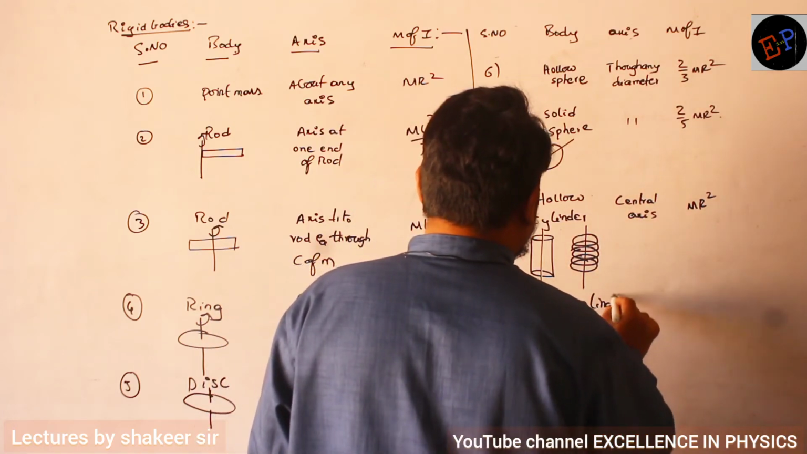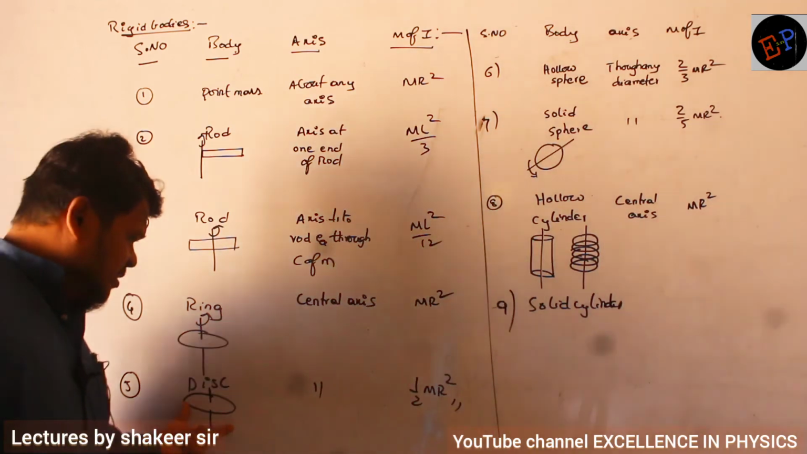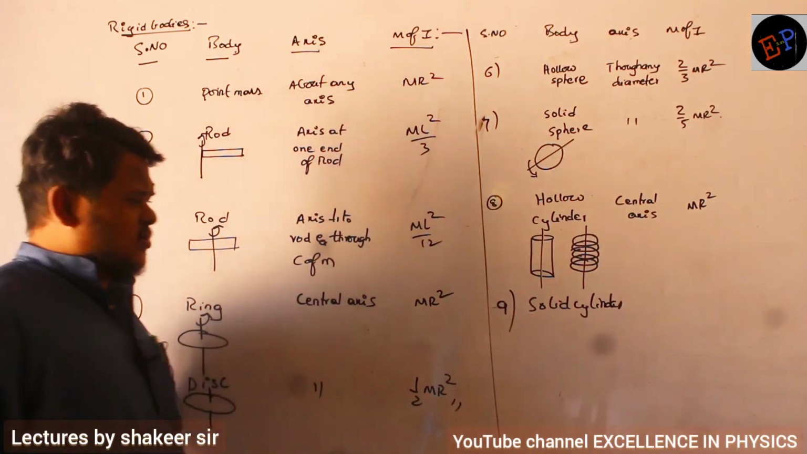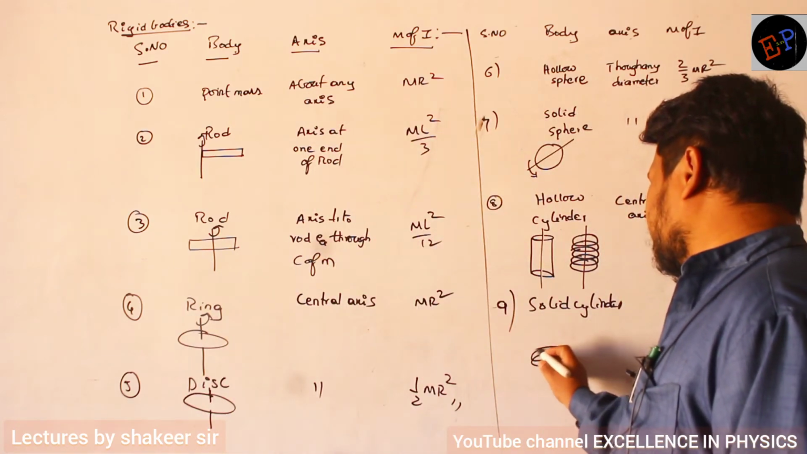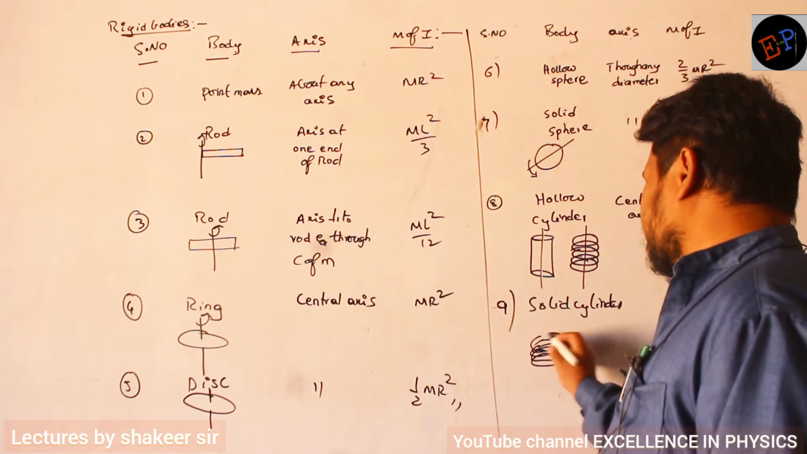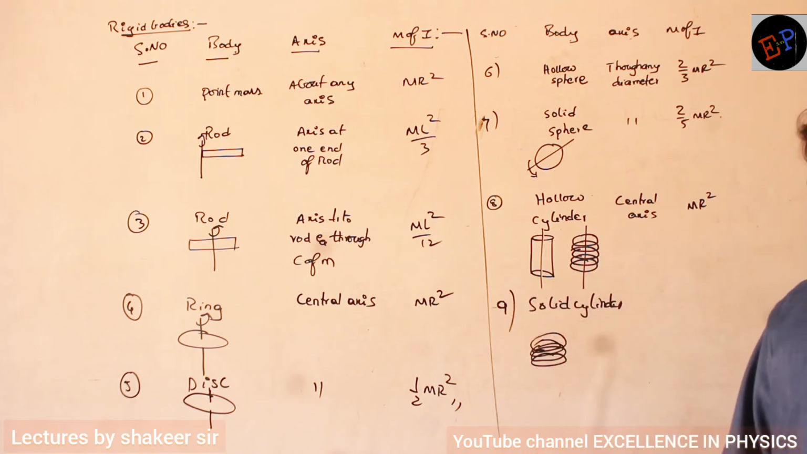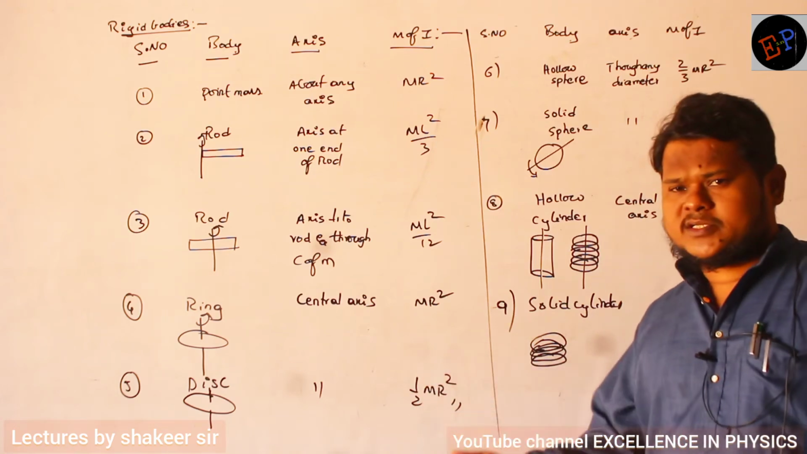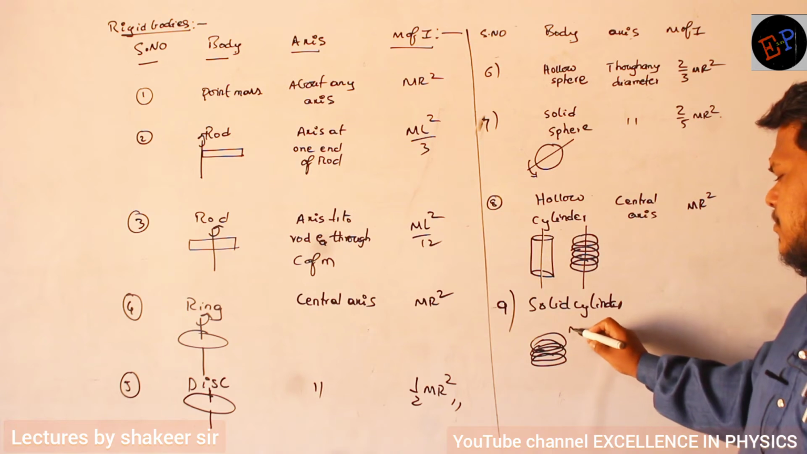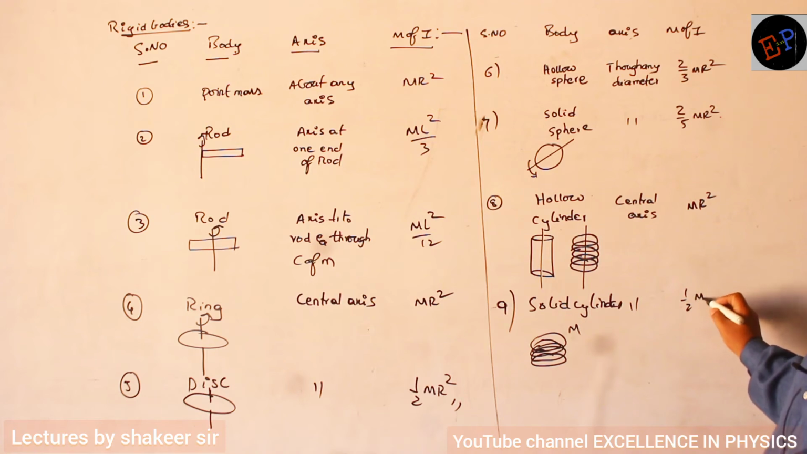Next, ninth one, solid cylinder. Can anybody say what can be the moment of inertia of a solid cylinder? Half mr square. Why half mr square? For a disc it is half mr square, no? So you take one disc, on this disc you place another disc, another disc, another disc, placing 100 discs. If you are placing disc over the other, then it becomes a solid cylinder. And for a disc, what is the moment of inertia? Half mr square. So if the total mass is m, and the axis is the central axis, it is again half mr square.